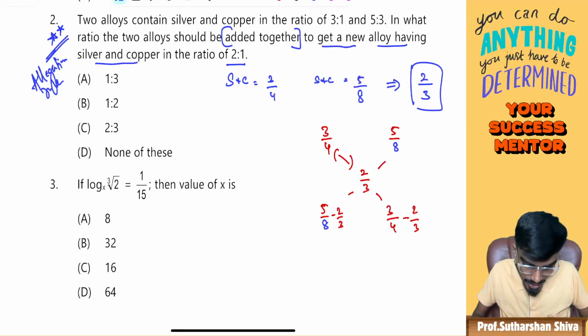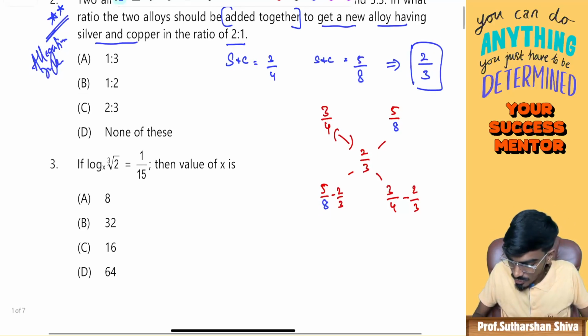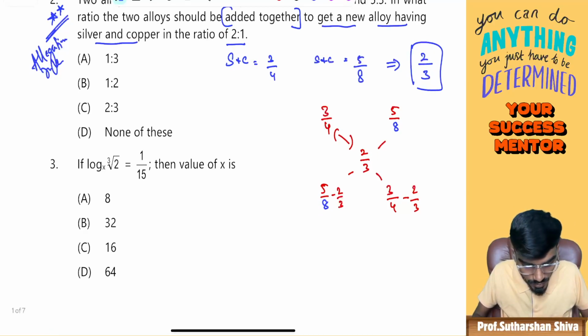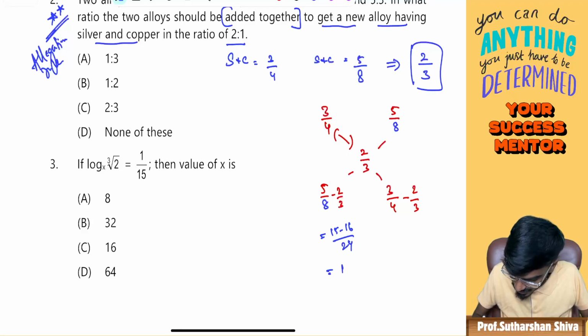So it is 5 by 8 or 2 by 3 minus 5 by 8. That is not going to have any impact. So we will be writing 15 minus 16 by 24, which is nothing but 1 by 24. 4 3s are 12, 3 3s are 9. 9 minus 8 by 12, which is 1 by 12.